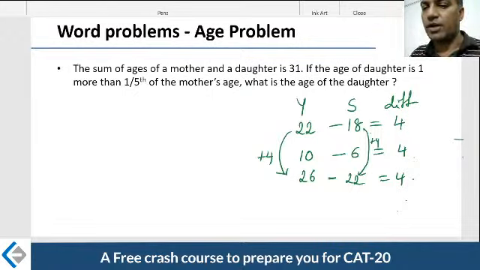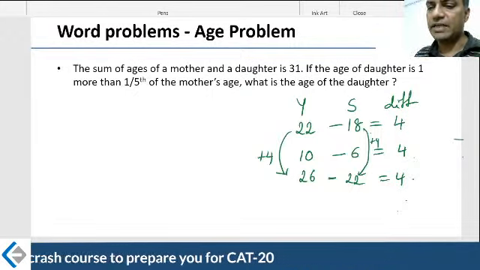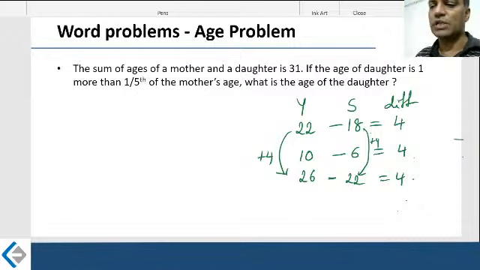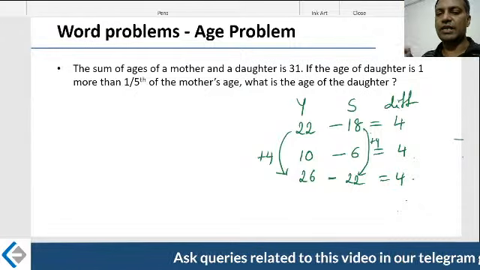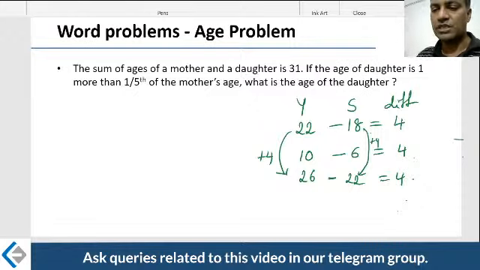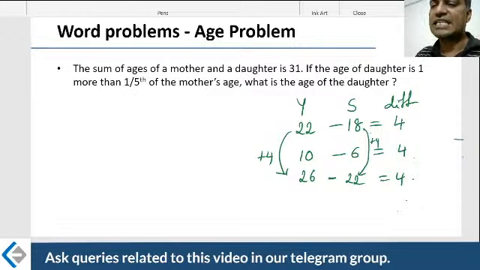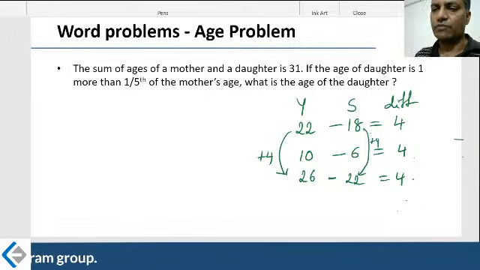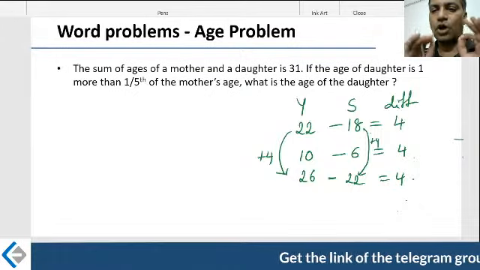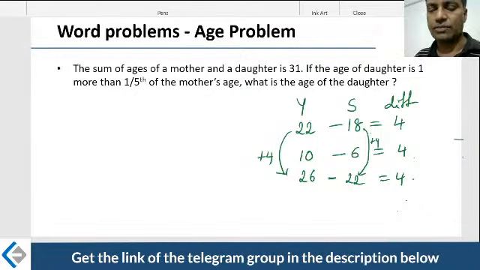Remember, the key word while solving an age related problem is that the difference between the ages of the individuals is constant. The difference between the ages of any set of individuals is going to be constant. If you take just two individuals as an example here, it's going to be constant. That is the key element. Whenever you are stuck with an age problem, this is the concept that you have to utilize.